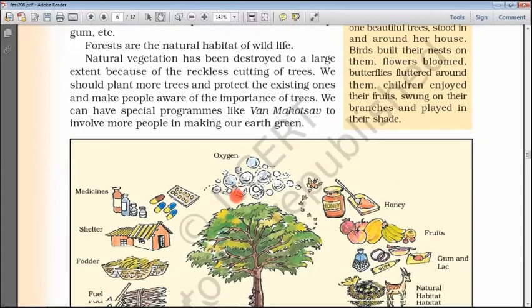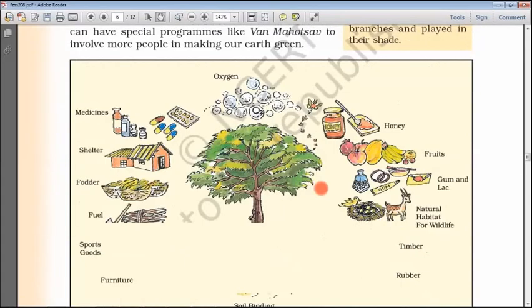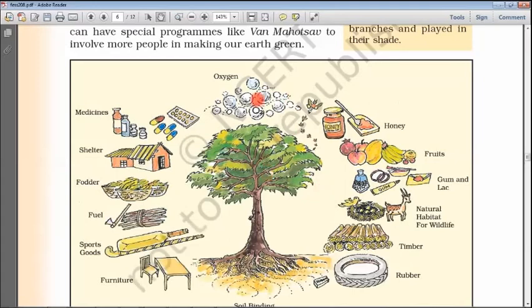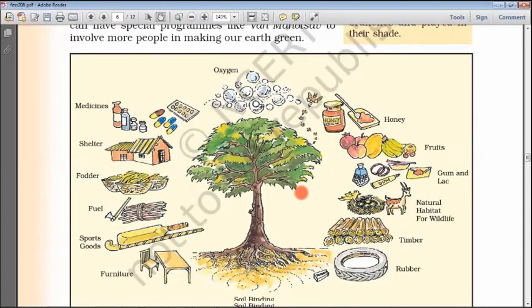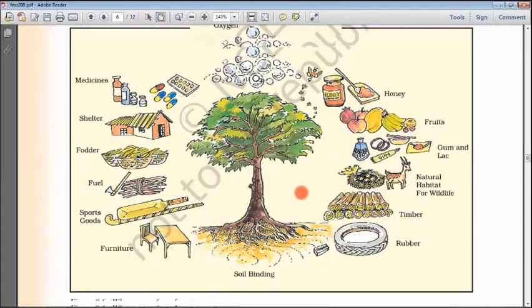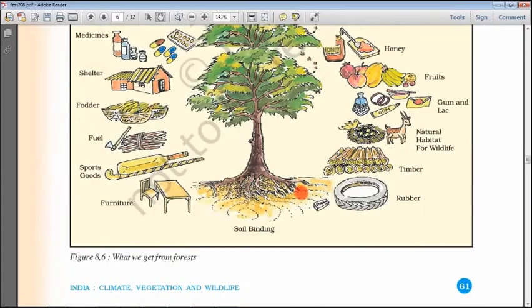So in this picture you can see the services being provided by the forest. You can imagine many things; almost everything we enjoy in life is given by trees. So it's imperative to protect the trees for future generations, for our own sake.